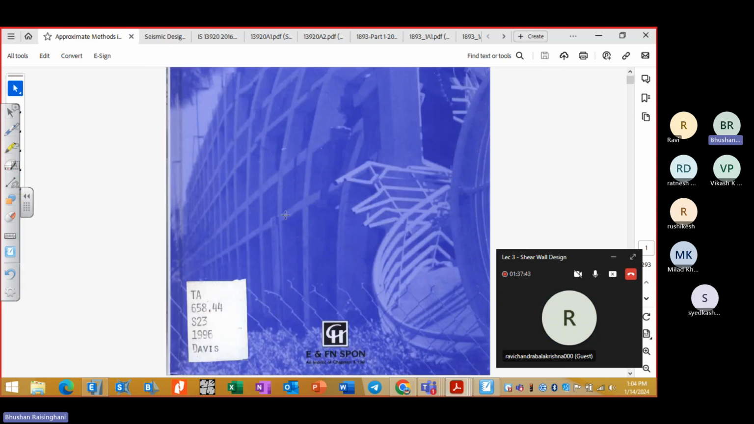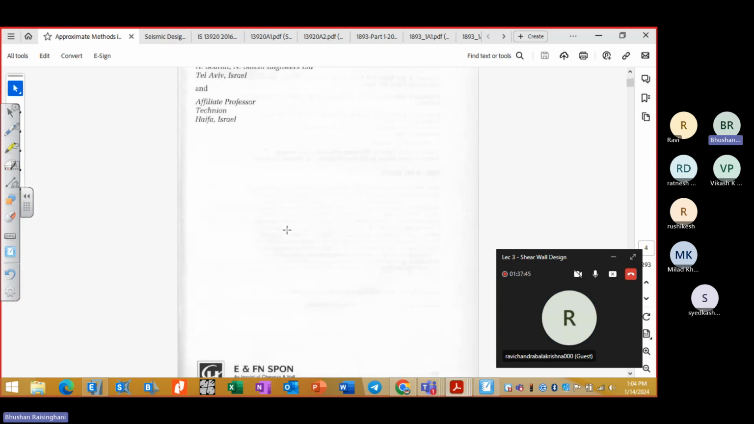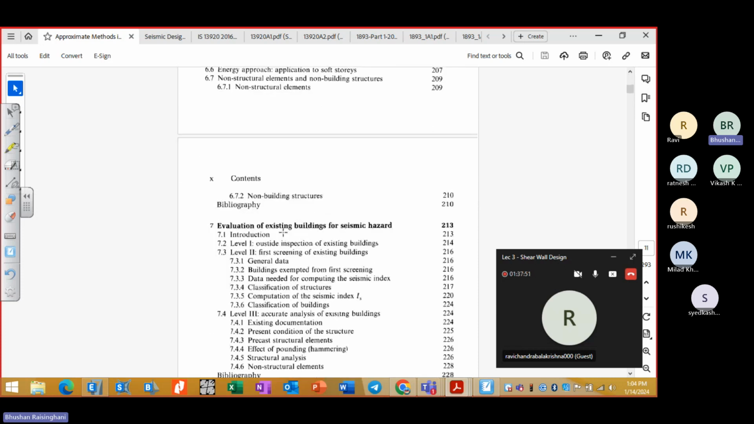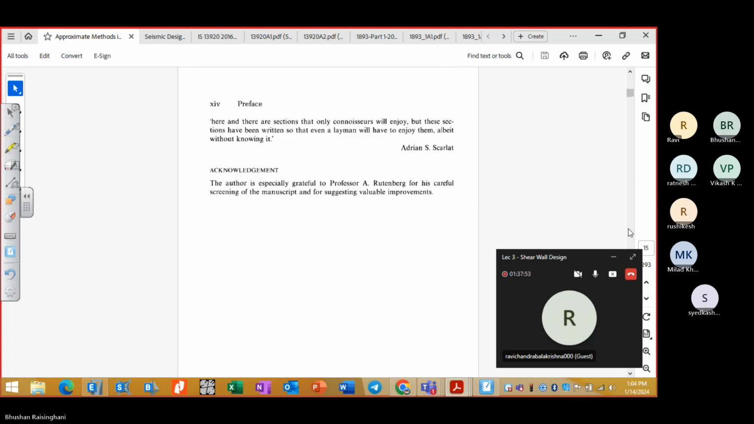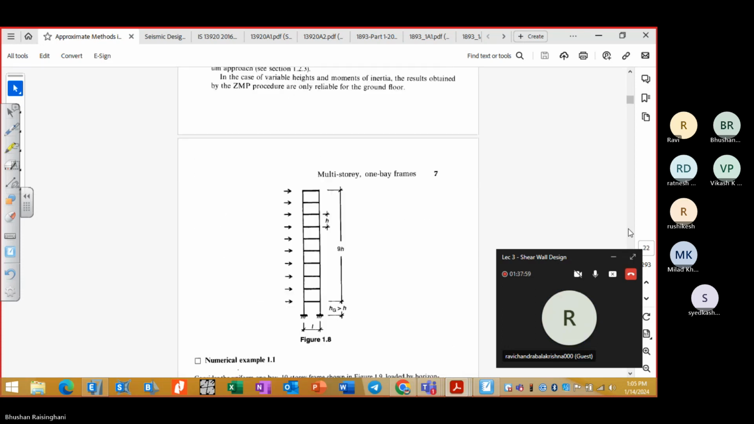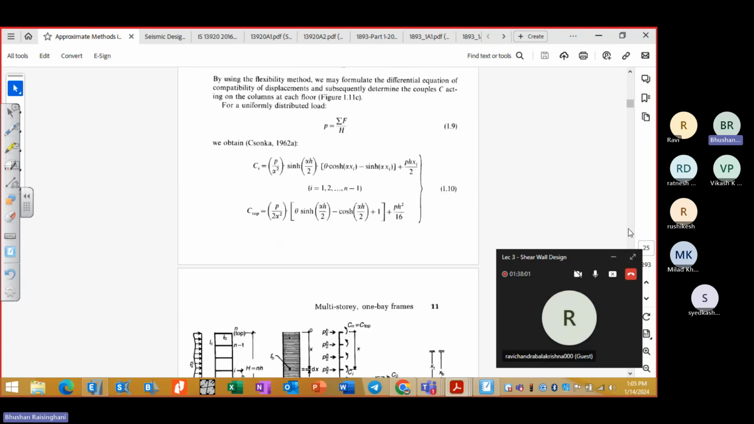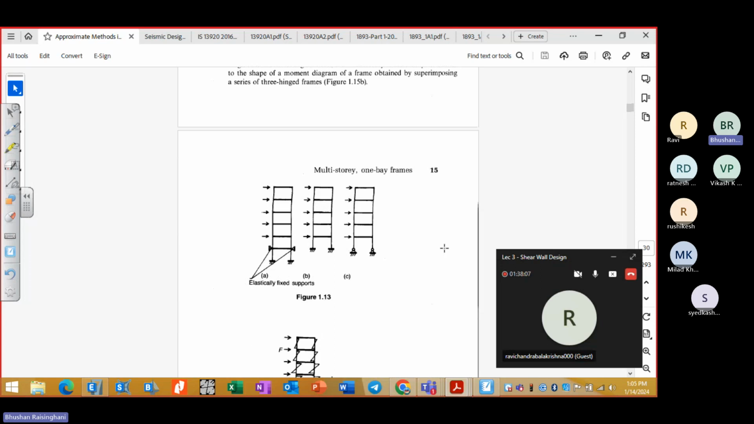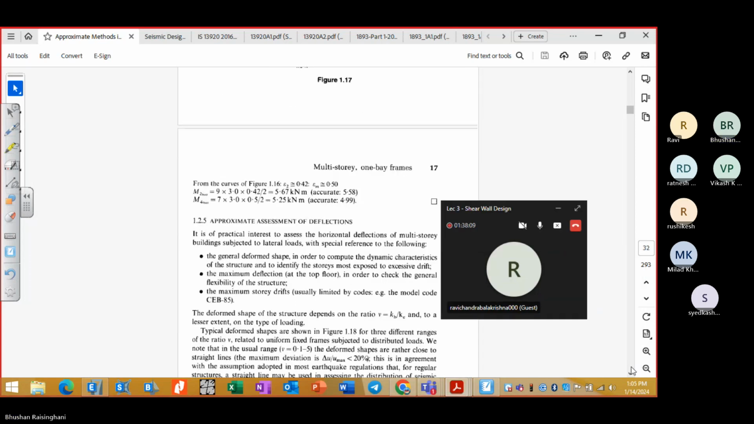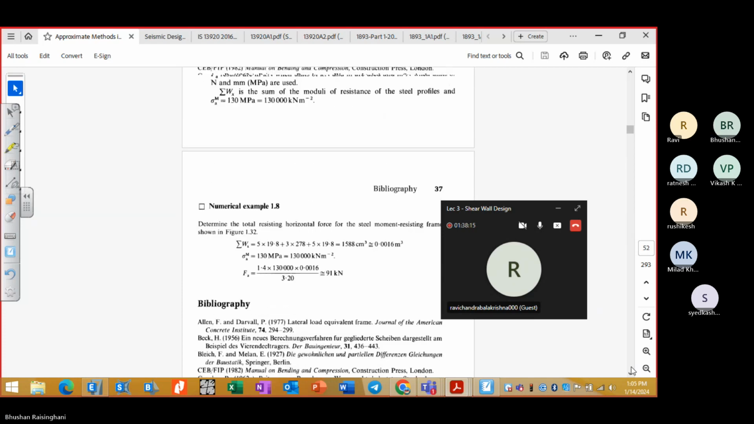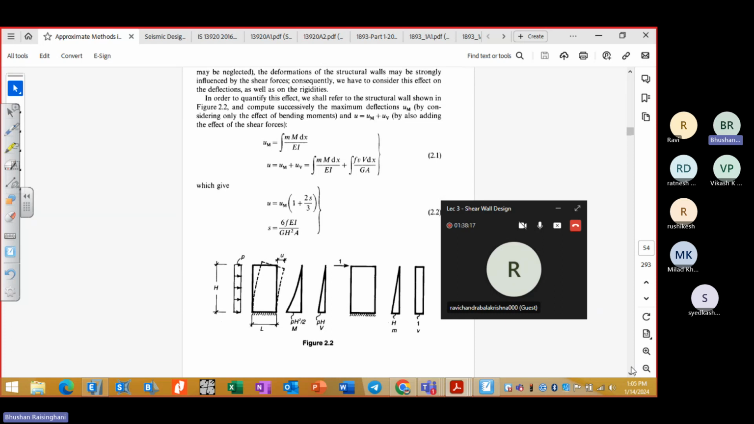I think this book is very important for you to refer in this case because it goes with manual analysis, and it actually describes how the coupling beam or the shear wall are considered. So this is the structural wall section.